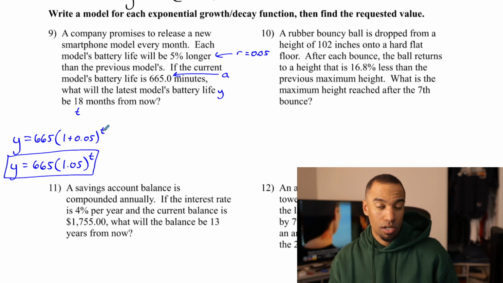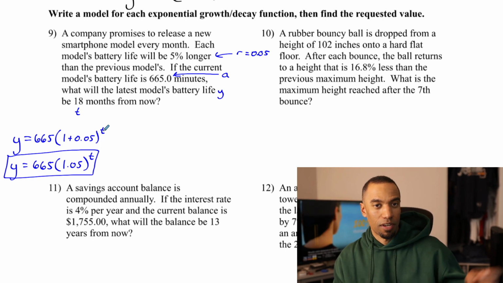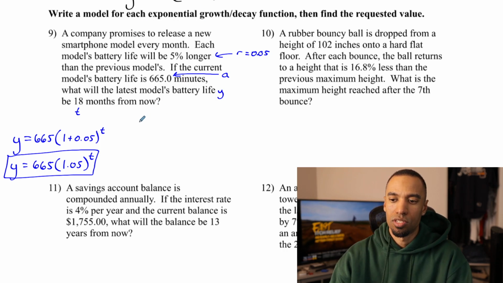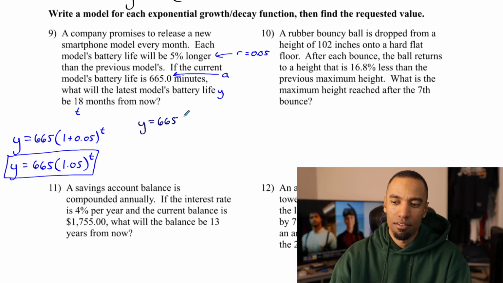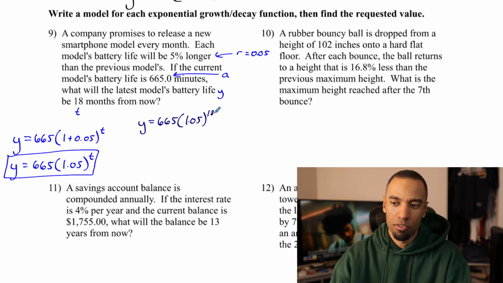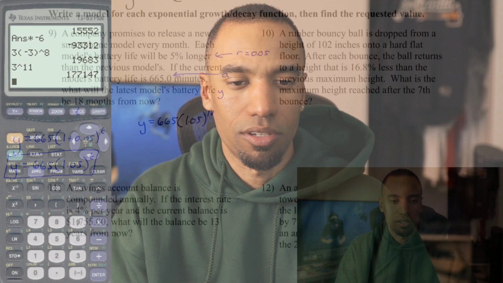That's not the answer, but this is the model that I can use. I can graph that, I can have a curve, and I can predict any t for that. They want 18 months, let's give them 18 months. So let's do 665 times 1.05 to the 18th power there, if t is the number of months. And this is where the magic works in the calculator. The rest of it, I only need the calculator for. I'm going to go and do that right now.